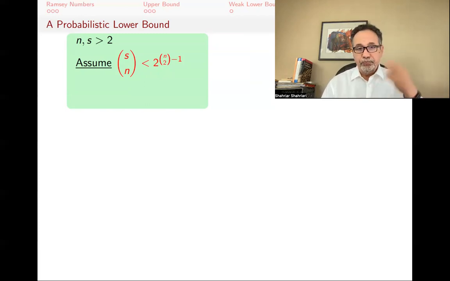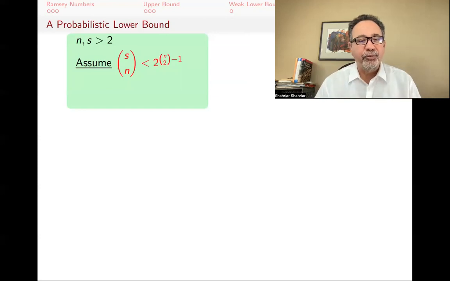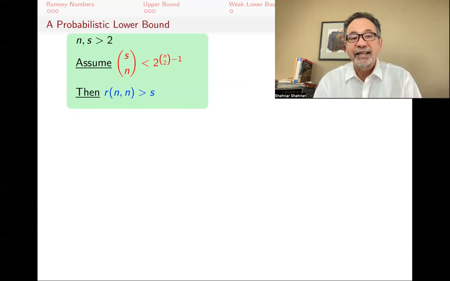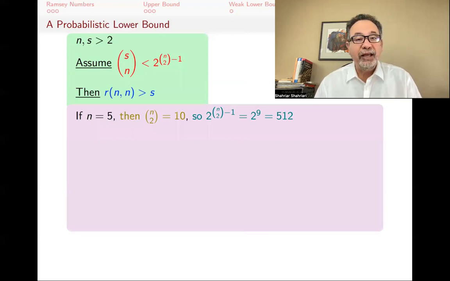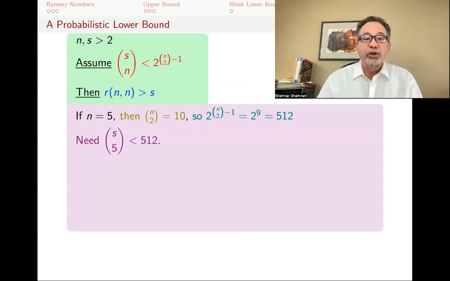So pick your n, and then assume that you found an S such that S choose n is less than 2 raised to the power n choose 2 minus 1. Where did that come from? Well, that came from the proof. And then the claim is that R(n, n) is going to be bigger than S. So that's what we're going to try to prove. First, let's just see what this means. If n is 5, then n choose 2 is 10, and 2 to the 9 is 512. So this says that you need an S such that S choose 5 is less than 512. And because this is a lower bound, you like bigger S's.